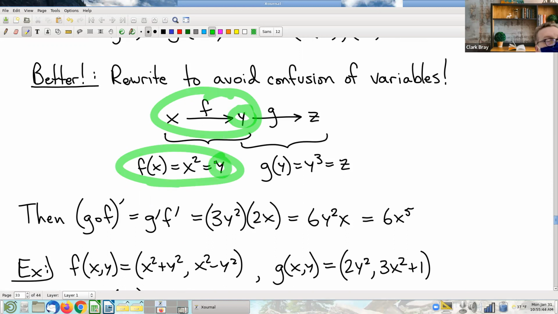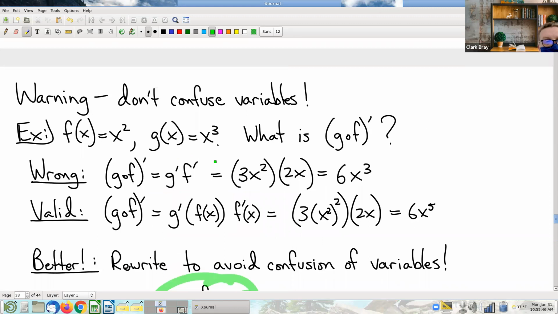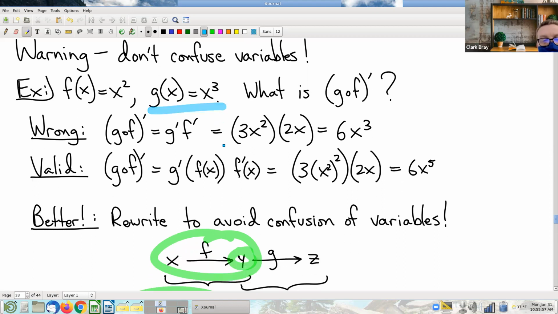And now, wait a second. What comes out of f needs to be the thing that goes into g. That's not how this is written right here. Right? If I'm going to be thinking of y as the output variable for f, then y needs to be the thing that goes into g, not x.